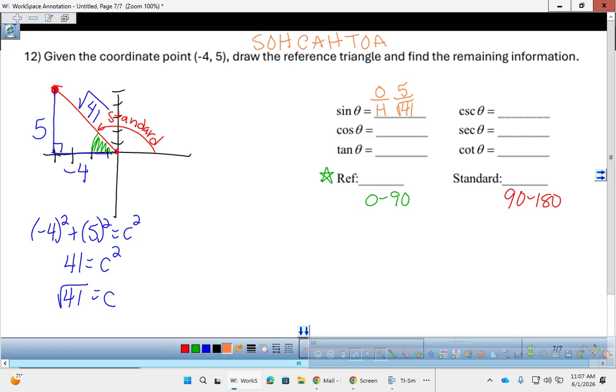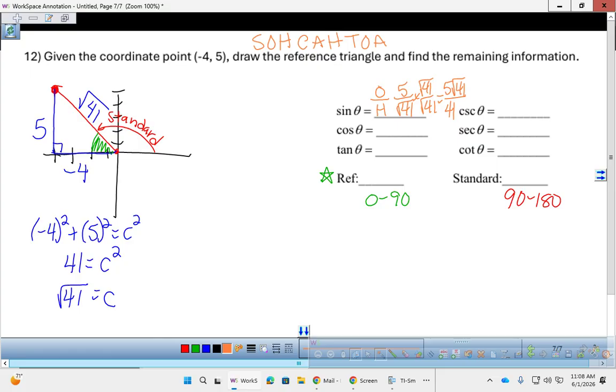You gotta rationalize. You can't leave the root 41 in the bottom. So it's 5 root 41 over 41. Is it okay with that one?